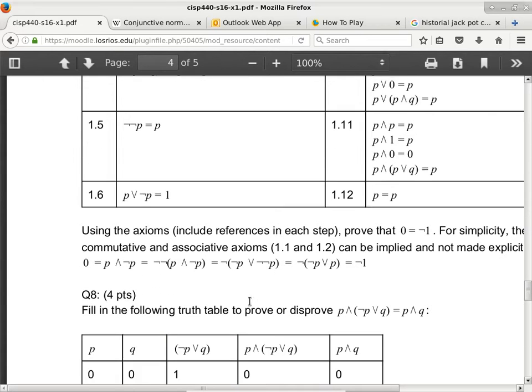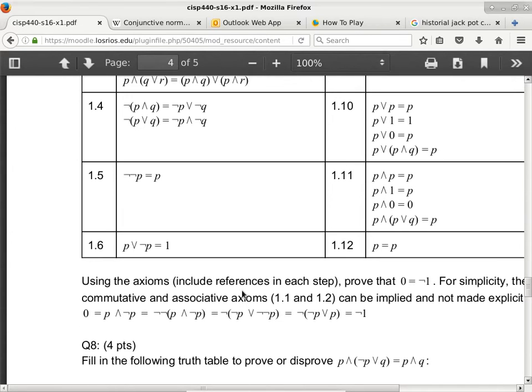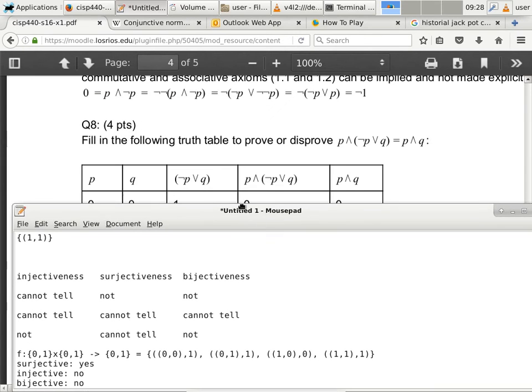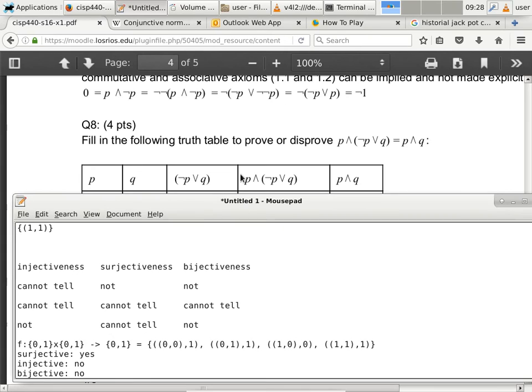Question number 8. Oh, okay. I can't scroll and hide at the same time. Now we can do sort of that.